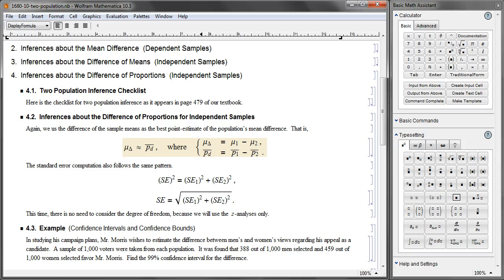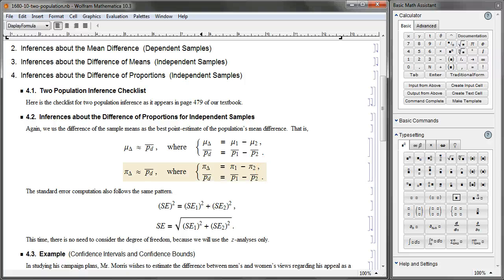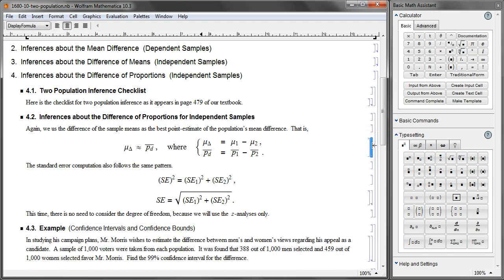Real purists may prefer to do something like this, using pi as population's proportion, and pi delta is pi 1 minus pi 2, and pi 1 is estimated by p1 bar, and so on and so forth. But I've never seen a student feeling comfortable with these because pi was usually reserved for something else. So I'll continue using mu's even though we are not doing population mean anymore.